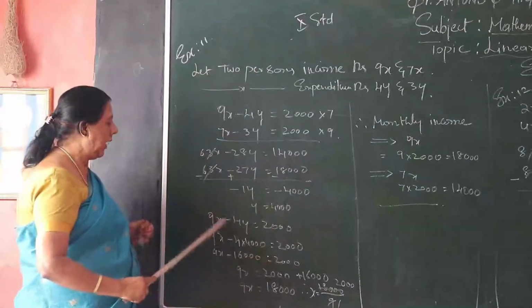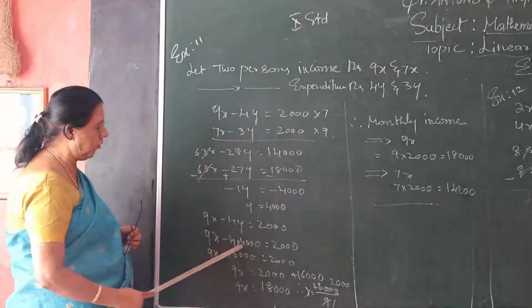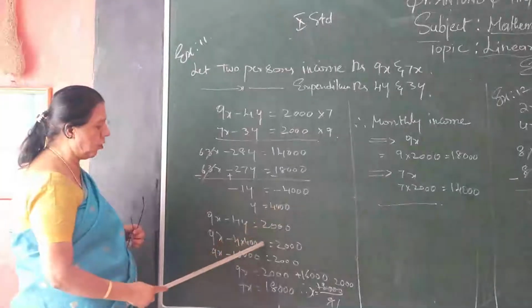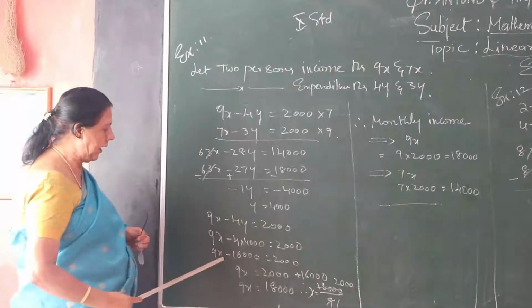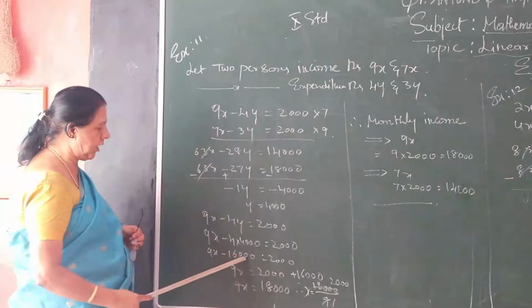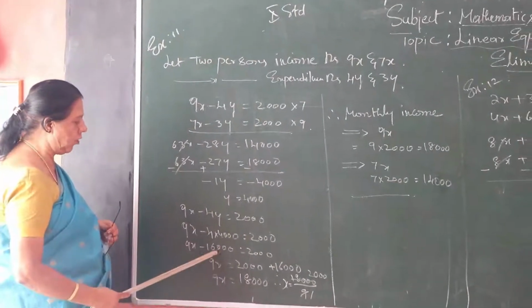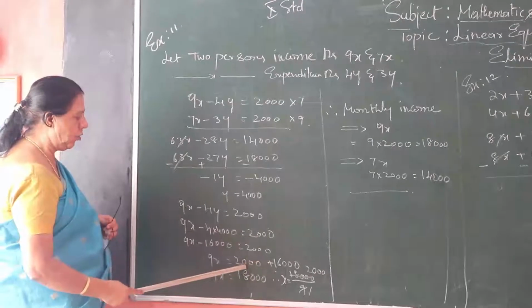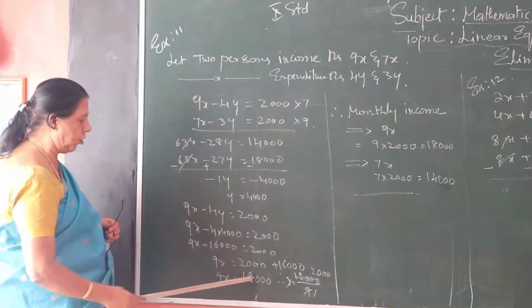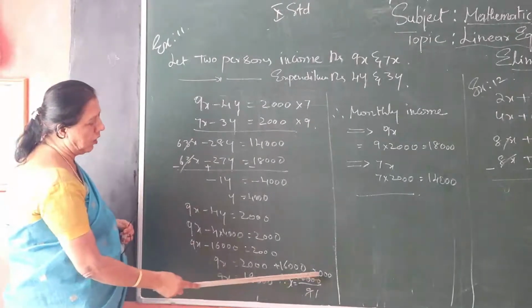So here 9x minus 4y is equal to 2000. 9x minus 4 into the y value 4000 is equal to 2000. 9x minus 4 into 4,000, 16,000, is equal to 2000. Here 9x as it is, you transfer to the right hand side: 2000 plus 16,000 is equal to 18,000. Therefore x is equal to 18,000 by 9, 2000.